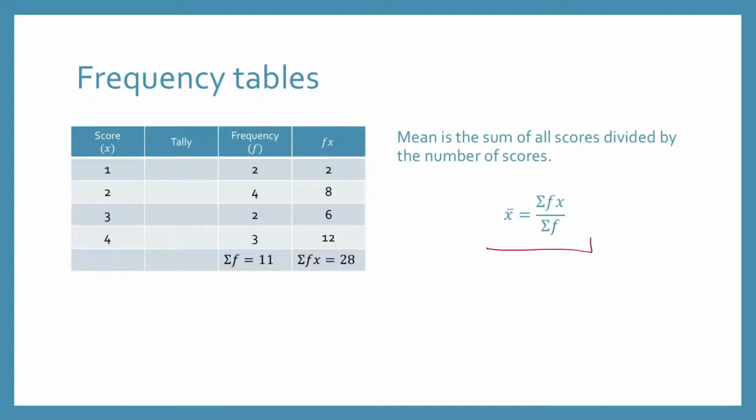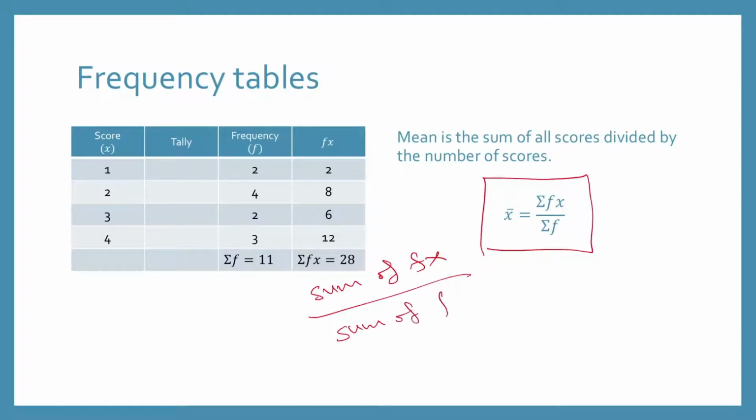Now, this is the formal formula to find the mean. It basically means the sum of all scores, or sum of fx, over total frequency. So 28 over 11, and we can say that x-bar, which means mean, equals 2.5. Let's leave it at 1 decimal place.